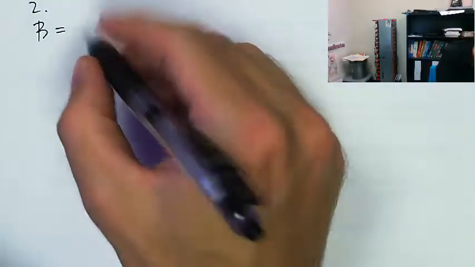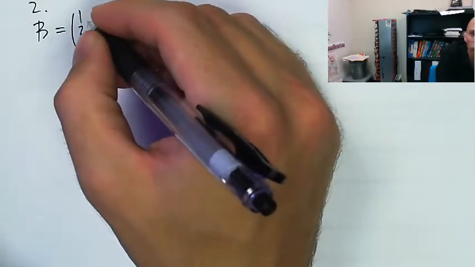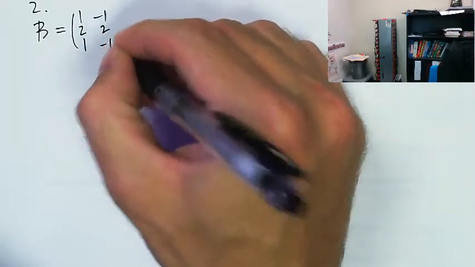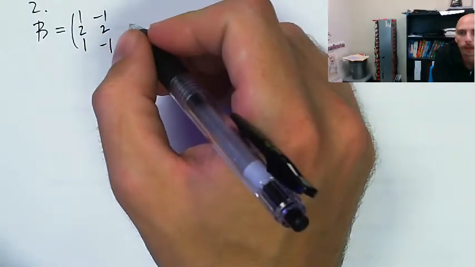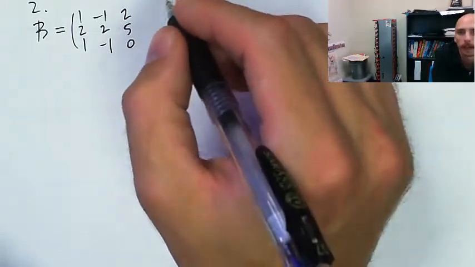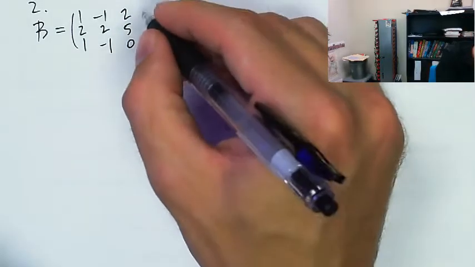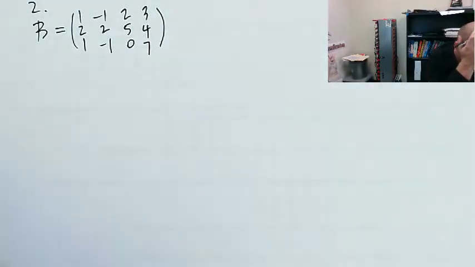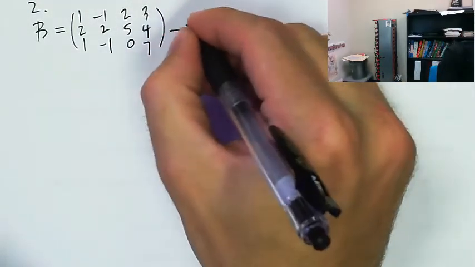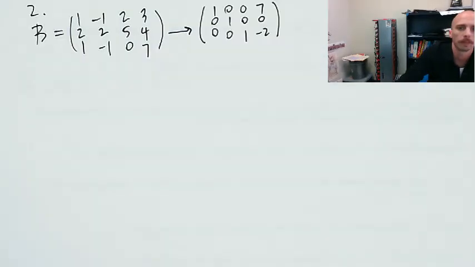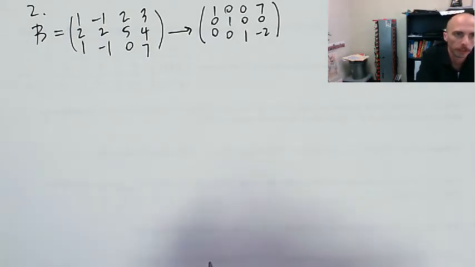So B equals 1, 2, 1; negative 1, 2, negative 1; 2, 5, 0; and 3, 4, 7. All right. If I reduce this, I'm going to get that matrix right there, and do a little bit of row reduction magic.